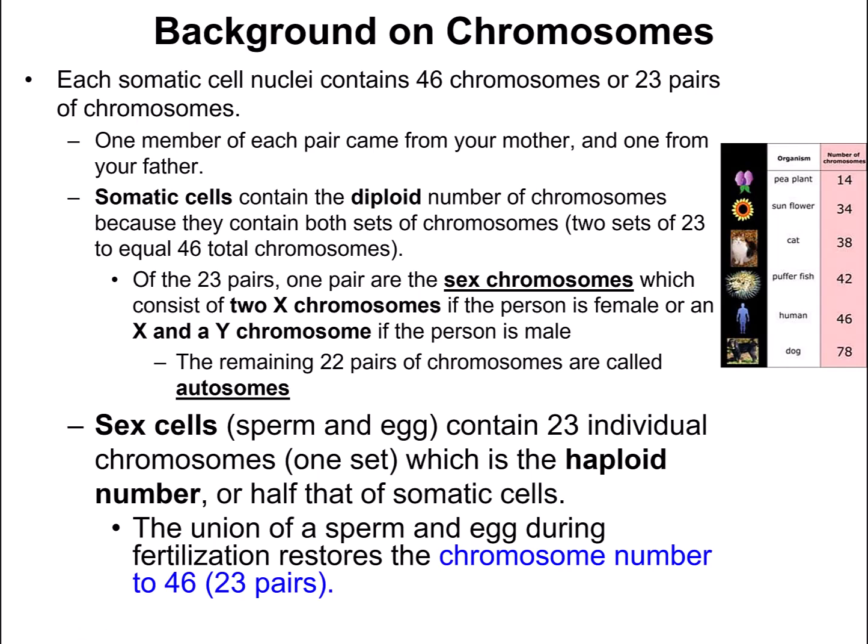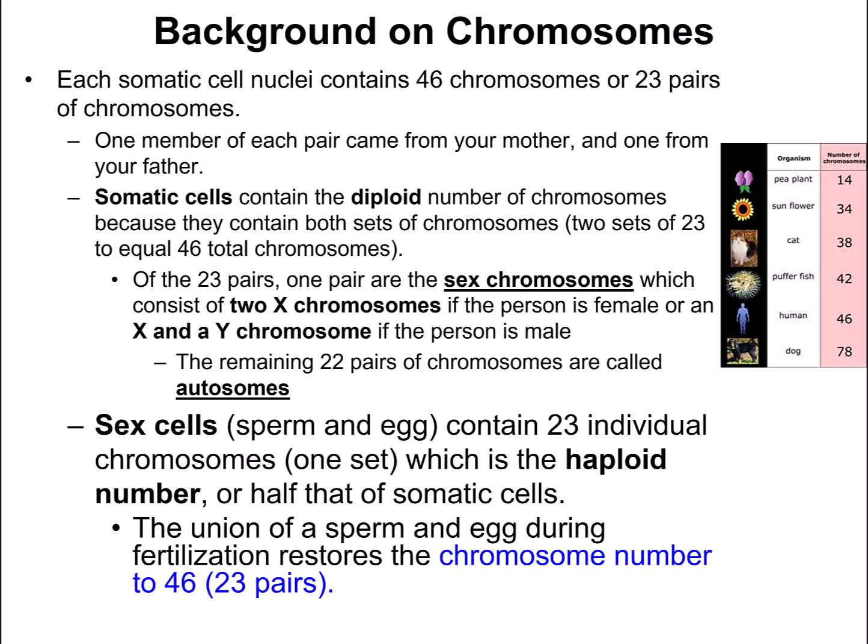One member of each pair came from your mother, and the other member of a pair came from your father. Somatic cells contain the diploid number of chromosomes. You want to star that because they contain both sets of chromosomes. They have two sets of 23 chromosomes to equal 46 total chromosomes, and we refer to organisms that have 2 sets of chromosomes as the diploid organism, or the diploid number of chromosomes.